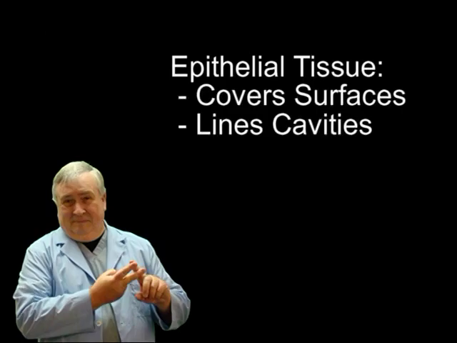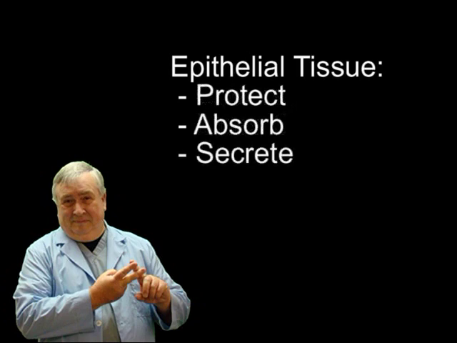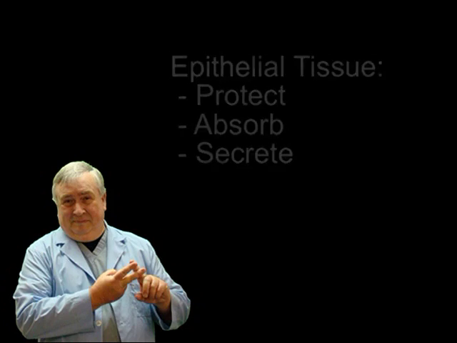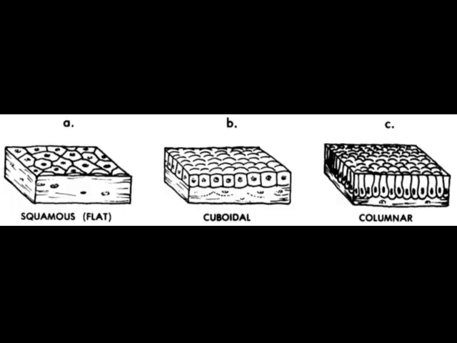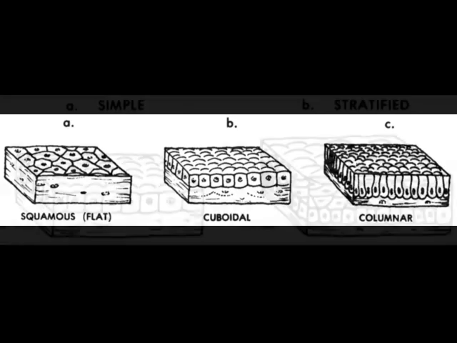Epithelial tissue is tissue that covers surfaces and lines cavities. Here it may protect, absorb, and/or secrete. Epithelial tissue covers the outer surface of the body. It lines the intestines, it lines the lungs, and other hollow organs. The 3 basic types of epithelial cells are flat, cubes, and column-shaped. The flat cells are called squamous cells, the cubes are called cuboidal cells, and the columns are called columnar cells.